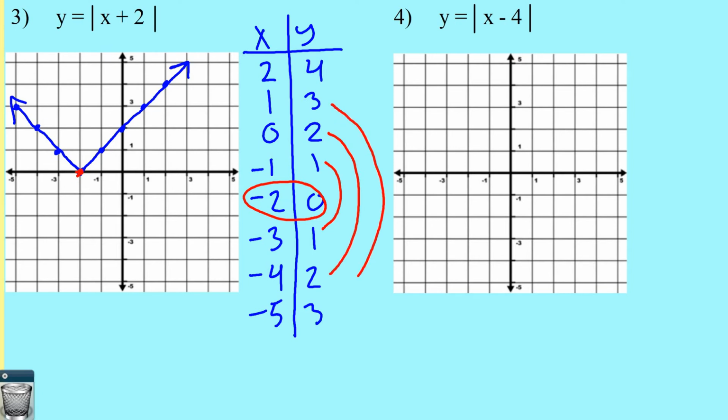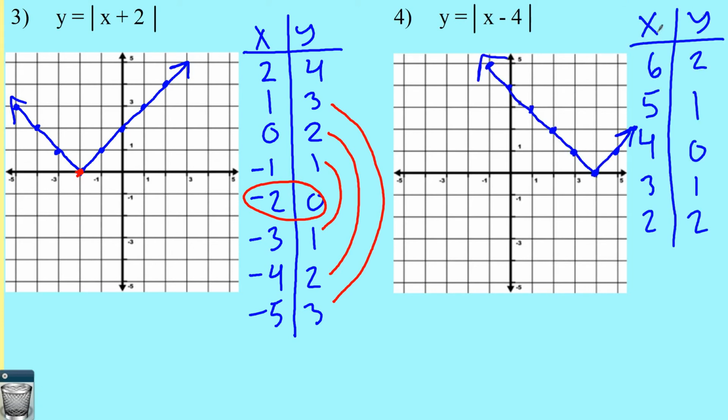They start to repeat. So that's a hint on whether or not you've got enough points. Okay, so here, why don't we try graphing this one, make a table, and see if you can get enough points so you can start to see that turning point. Okay, I'll let you pause it now.